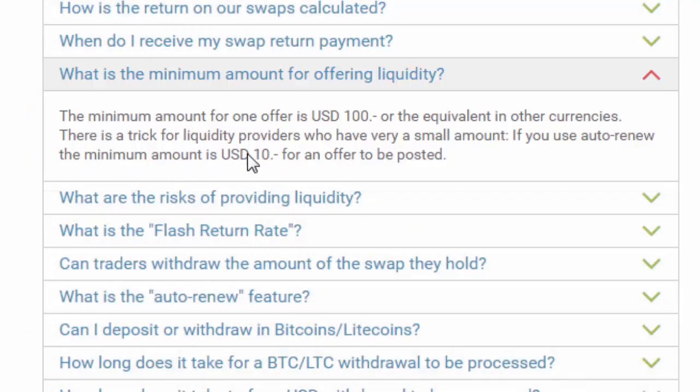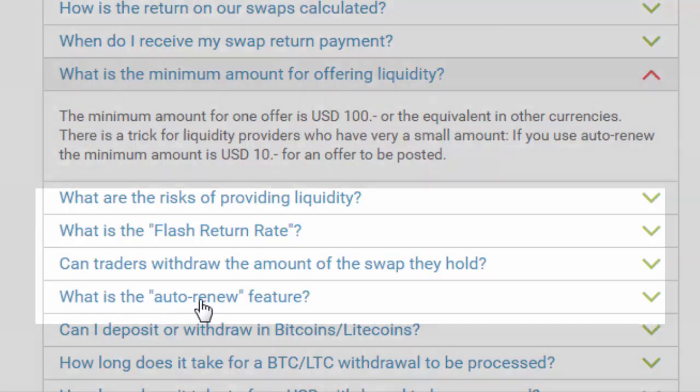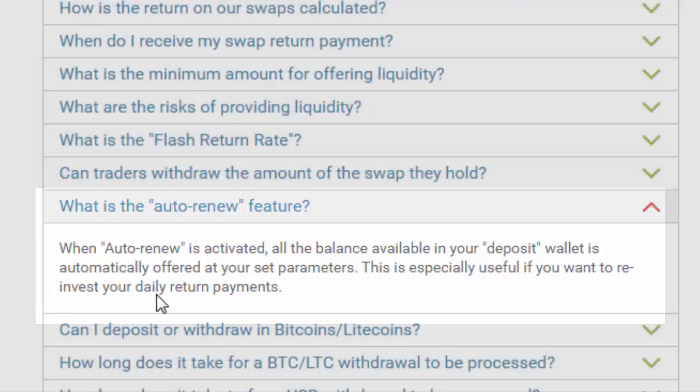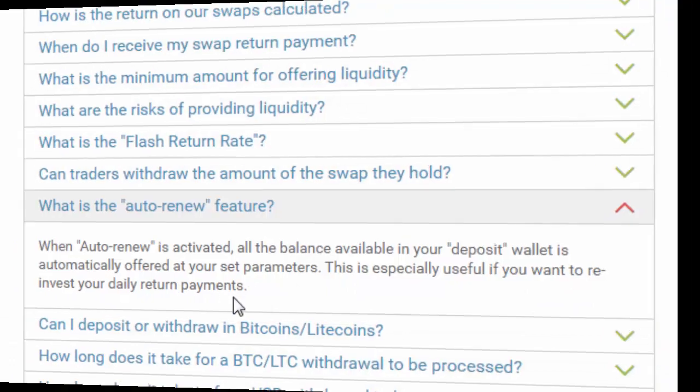So I thought, wow, if I use the auto renew, okay, I'm not sure what the auto renew is. Oh, here we go. What is the auto renew feature? When the auto renew is activated, all the balance available in your deposit wallet is automatically offered at your set parameters. This is especially useful if you want to reinvest your daily return payments.